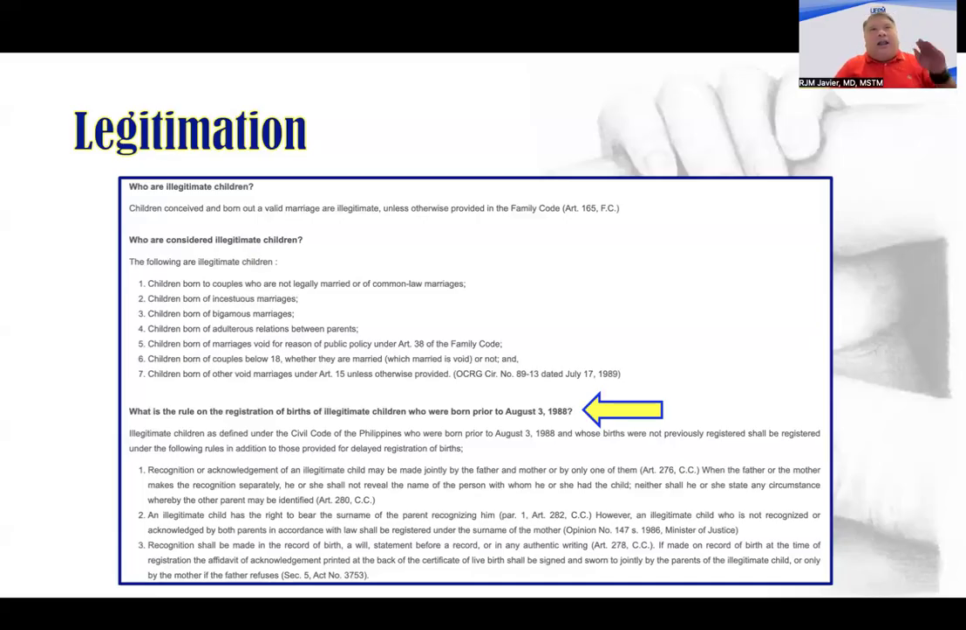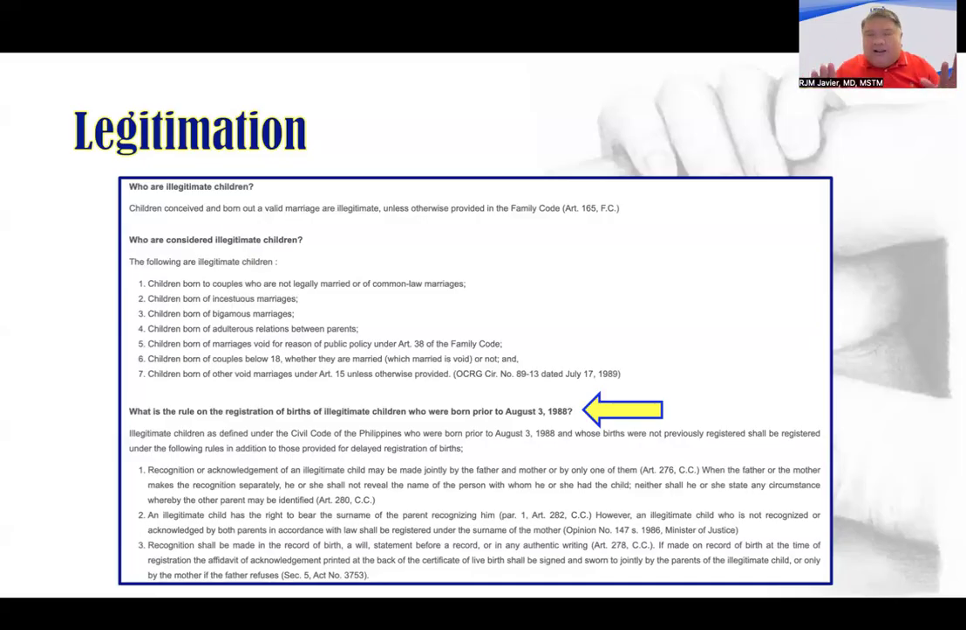Legitimated children are illegitimate children, but they're born to single parents, and the single parents eventually marry. So legitimate and legitimated children, in terms of succession and property, have the same legal rights. But an illegitimate child will only have 50% in terms of succession of property, because he is illegitimate. So there are some legal issues.